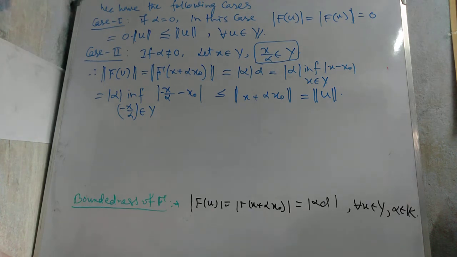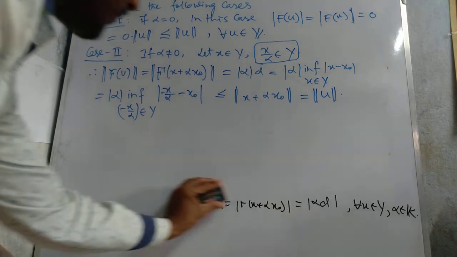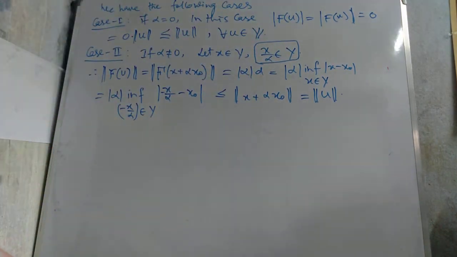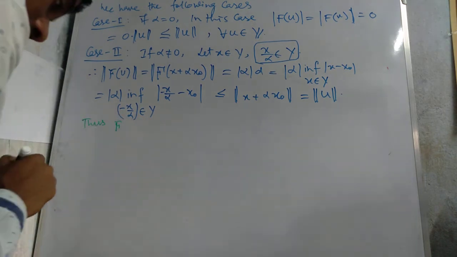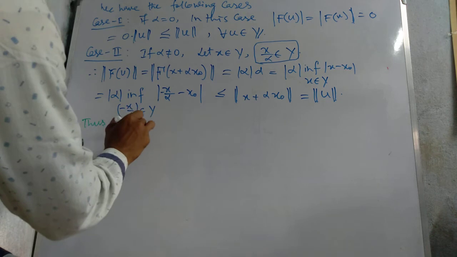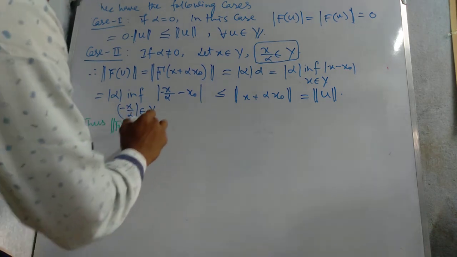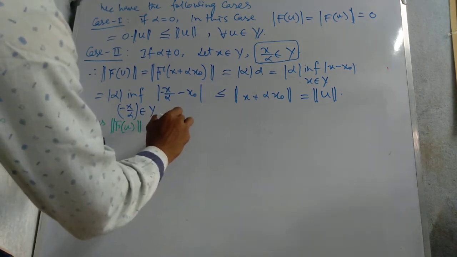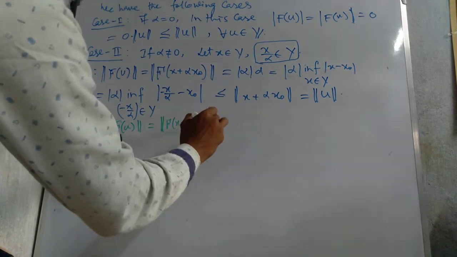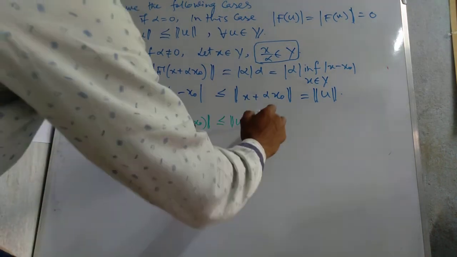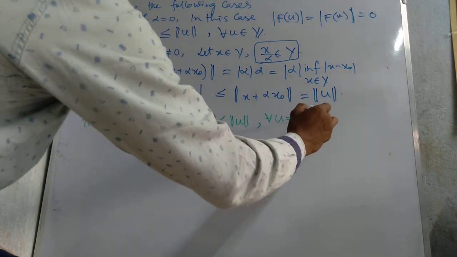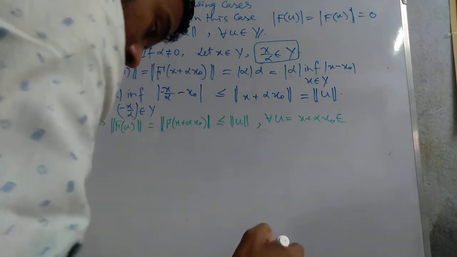Just next we write here. Thus the norm of f(u) equal to the norm of f(x plus alpha x0) is less than or equal to the norm of u for all u equal to x plus alpha x0 belongs to Y0.